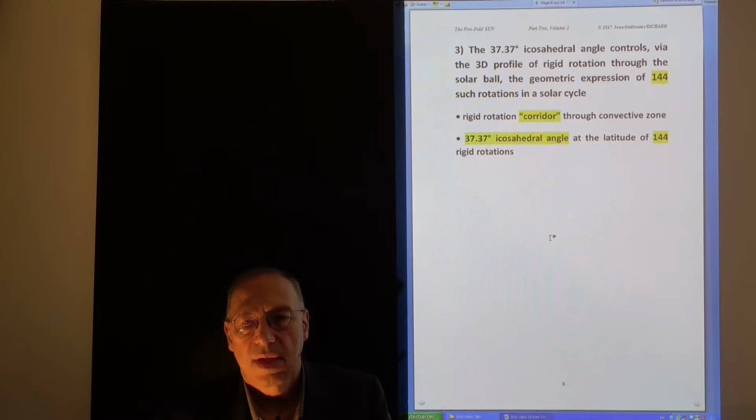We, on the other hand, will see now that there is a rigid rotation corridor throughout the convective zone at a certain inclination versus the solar equator, as is found from helioseismological observations, which ends at the surface near this latitude of 38 degrees, and which is supported by a special angle which we find in the proposed icosahedral geometry of the solar ball, the 37.37 degree icosahedral angle. 37.37 degrees is the icosahedral angle for which the angular velocity in the rigid rotation of the Sun, corresponding to 144 rigid rotations across the length of the solar cycle, is verified.